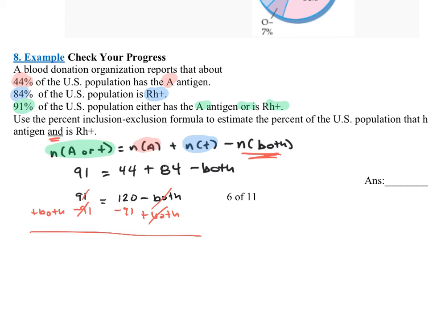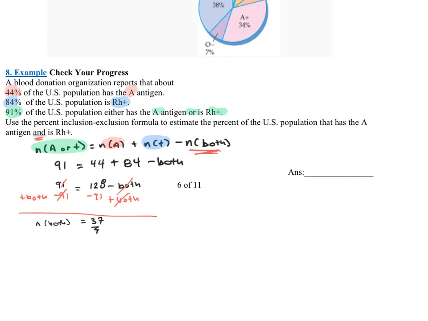Then I would have the number in both is equal to 120 minus 91. 120, sorry, it's not 120. 44 plus 84 is 128. I apologize for that. So 128 minus 91 is a total of 37. So how many people are A positive? The answer is 37% are A positive.